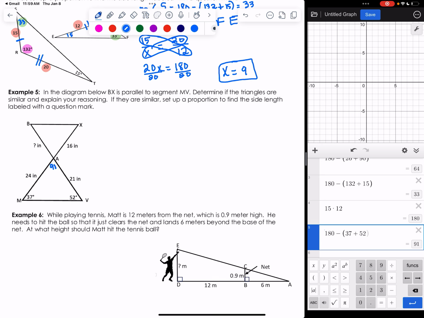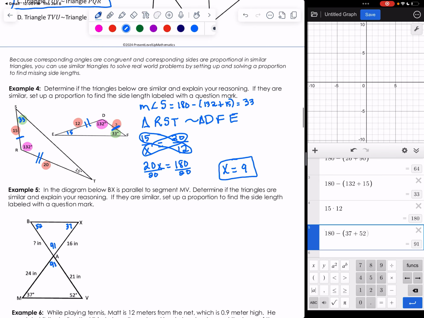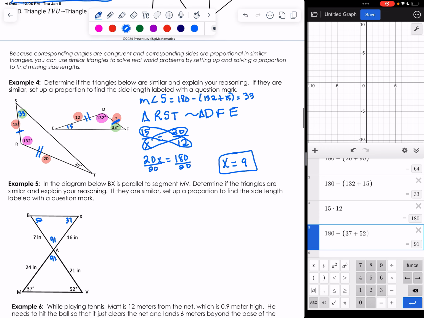Now, for our smaller triangle, I know this angle is also 91 degrees because those are vertical angles. Now, I can also figure out what the measure of angle B is. The measure of angle B has to be 52 because those are alternate interior angles. And so the measure of angle X would have to be 37 because those are also alternate interior angles. Now, we know they're similar because of Angle Angle Criterion. Okay, and I don't think on example 4, it said to explain our reasoning.